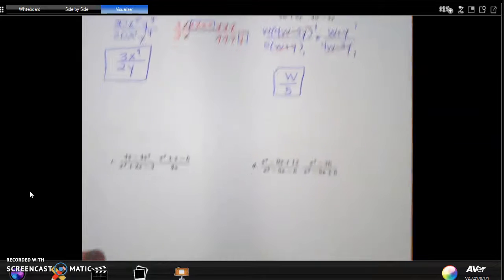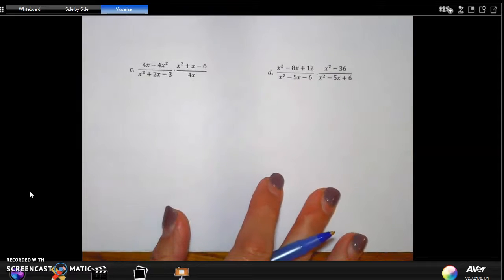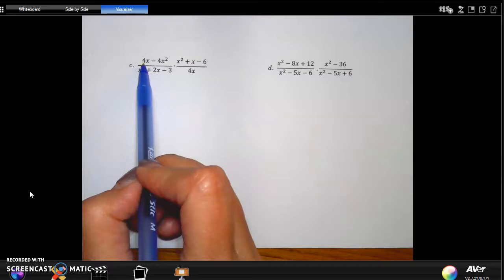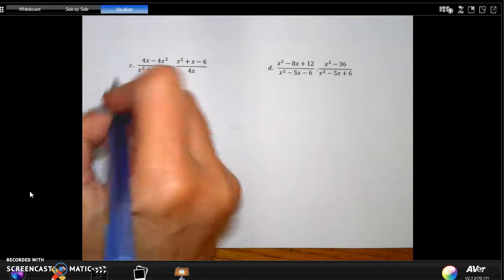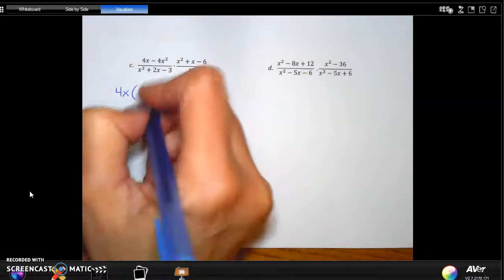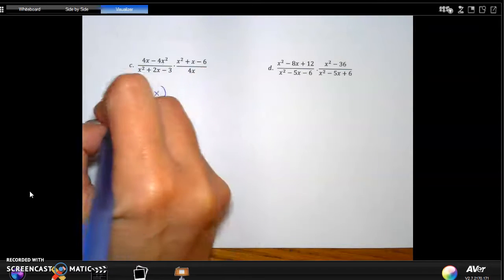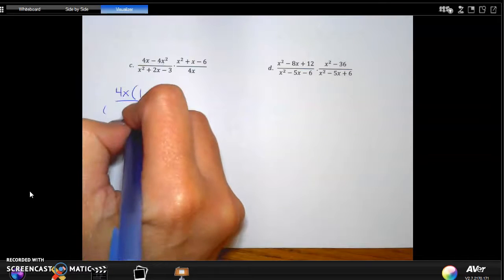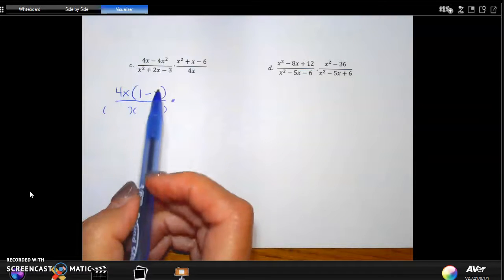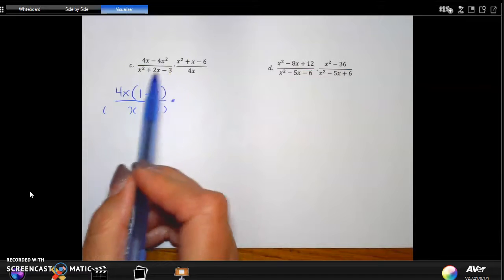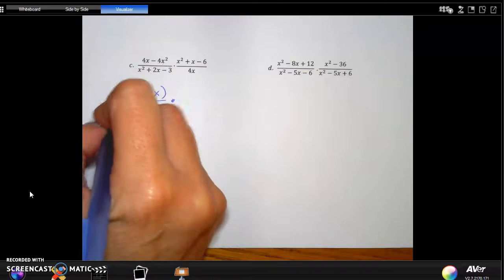Then I have 2 more down here for us to look at. Both multiplication as well. So this top one, we have a 4 in common, but we also have an x in common. So we can pull a 4x out. That leaves us with 1 minus x up on top. And then this, because it has 3 terms, is going to be this kind of reverse FOIL idea where we're factoring. We're going to use a 3 and a 1, and we want our 3 to be positive, so the 2 in the middle stays positive.